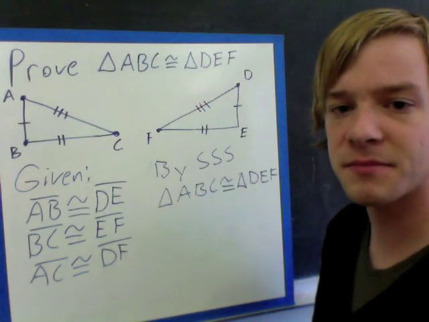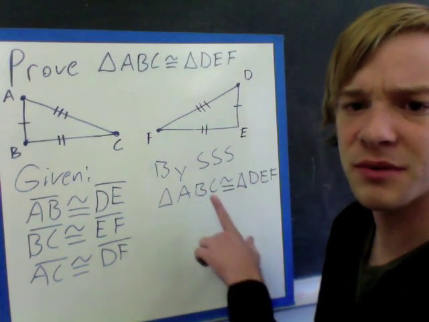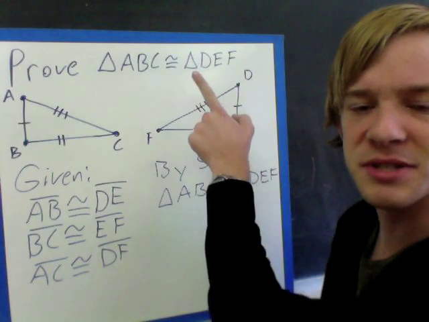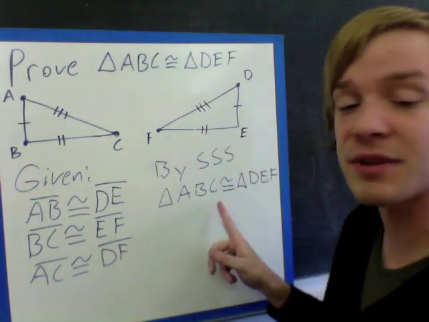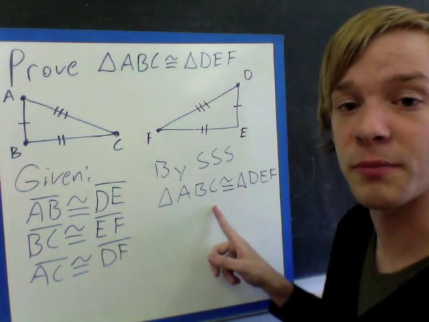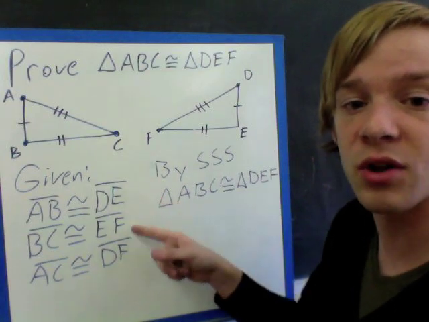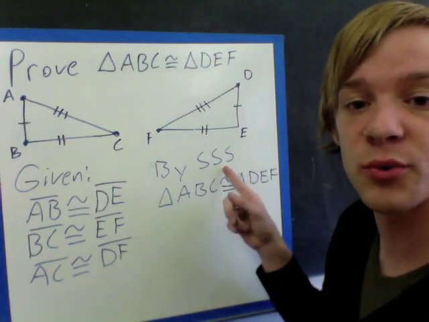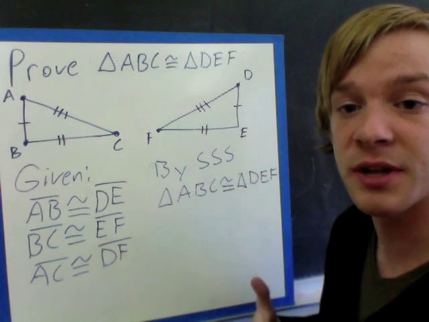Now this might seem like we didn't really do anything. We were given this. They showed us that right at the beginning. It's not the answer that's the important part. It's writing out all of the givens and writing what rule makes it true that is the part that's important.